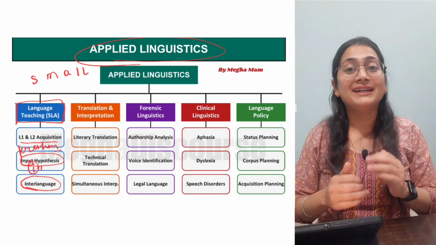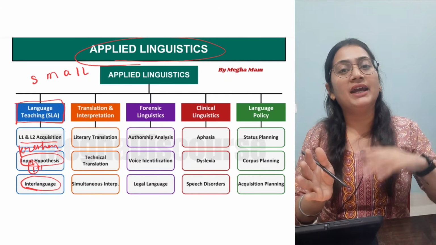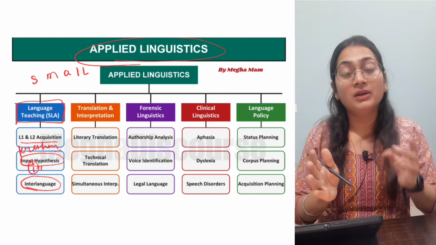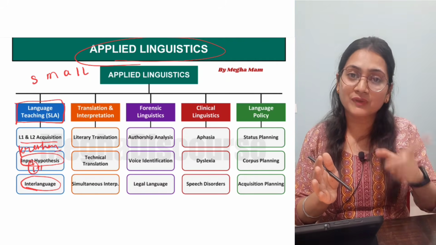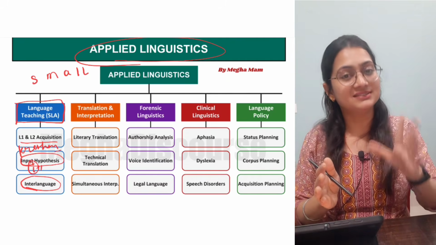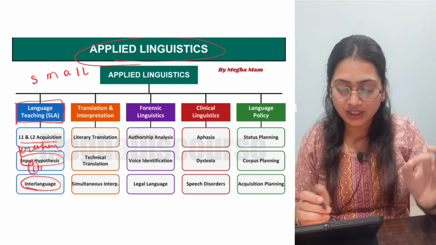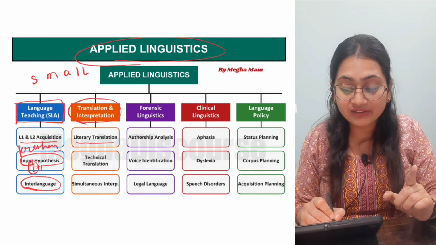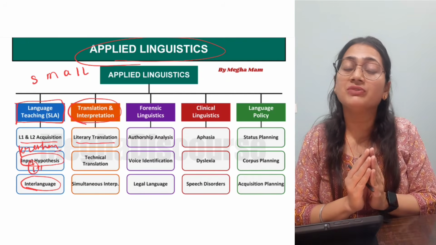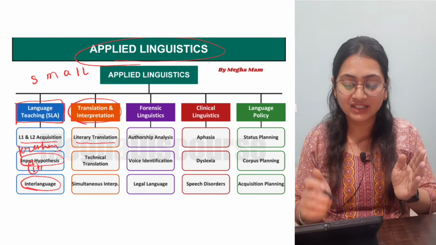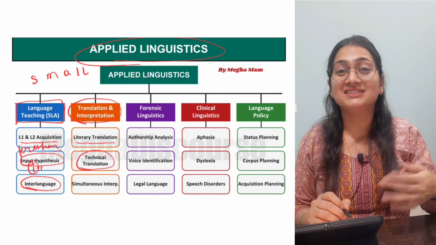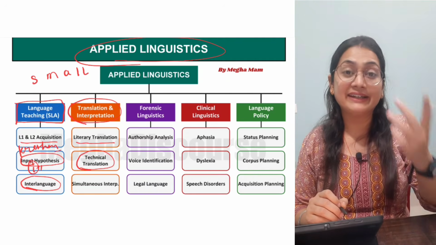Then interlanguage. Interlanguage means how we are mastering another language with the help of one language. That is, we are mastering language 2, but with the help of language 1 grammar and language 1 concepts. This is called interlanguage. Now there is language translation and interpretation, in which first we have literary translation, in which we have novels, poetry, prose. Then we have technical translation, like business and medical bills. So that is technical translation.